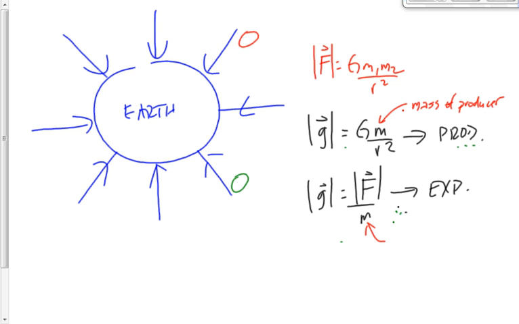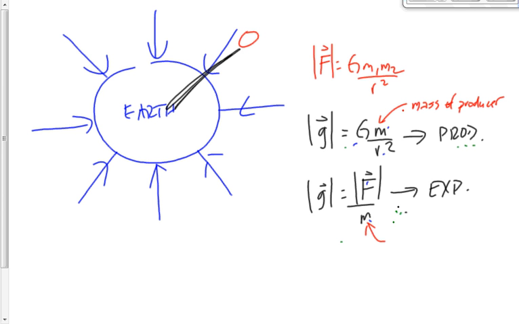What happens if you have information about both? Let's get rid of the green ball because it gets a little bit confusing when you've got one producer and two experiencers. We've got one producer now, the Earth, and one experiencer, the little red ball. What happens if you have lots of information about both? You know the mass of the Earth. You know how far away from the center of the Earth the ball is. You know the mass of the ball. You know the force experienced by the ball, or the weight of the ball. What happens if you know everything you need to know about both of these objects, the producer and the experiencer? Which one are you going to use?